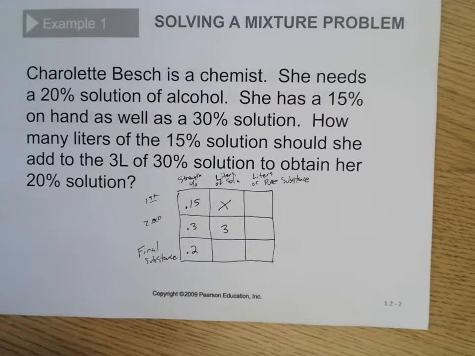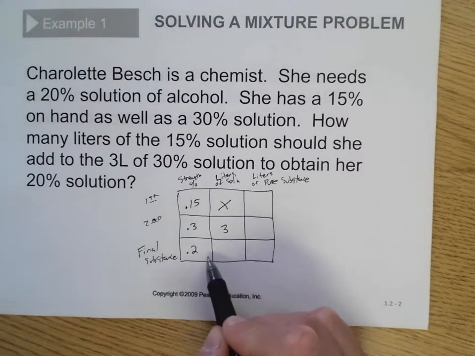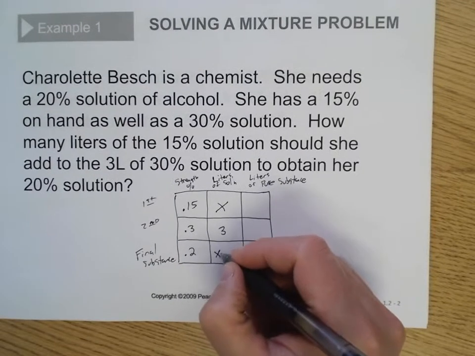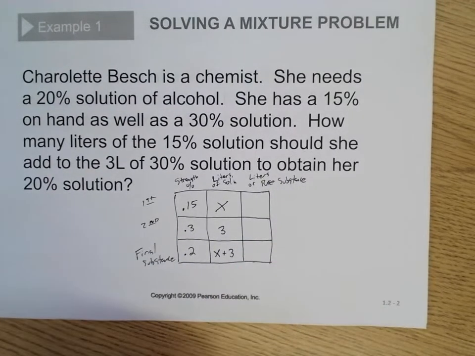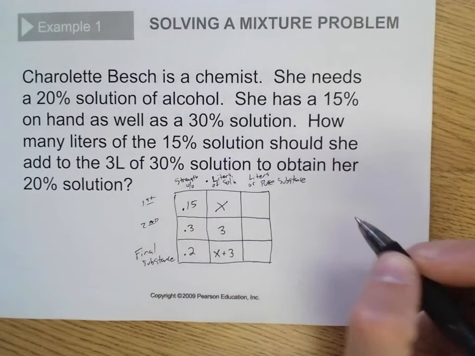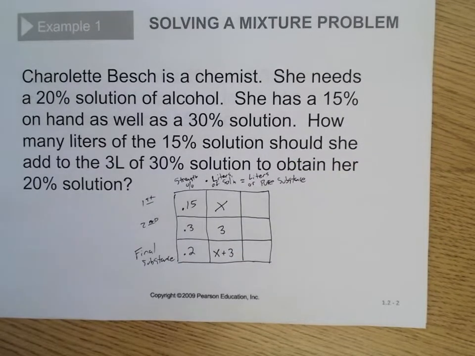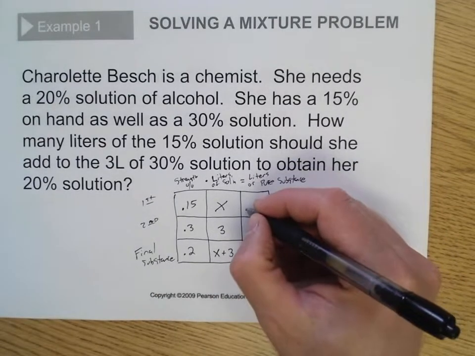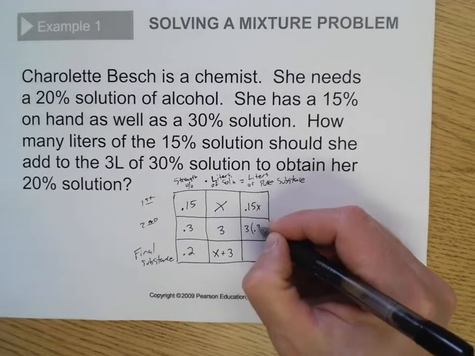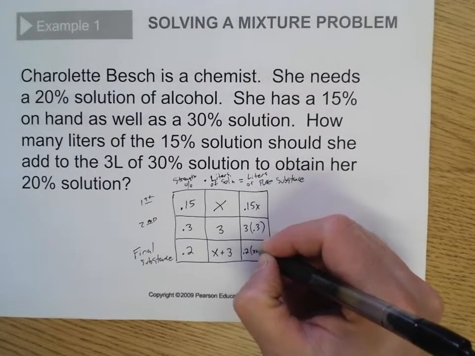Now, the final substance, the amount of liters that I'll have for that final substance is going to come from adding these two things together. So that's just going to be x plus 3. And just like we did with motion problems, we're multiplying the first two columns together to get the last column. So I'm going to have 0.15x here, 3 times 0.3 here, and then 0.2 times (x plus 3).